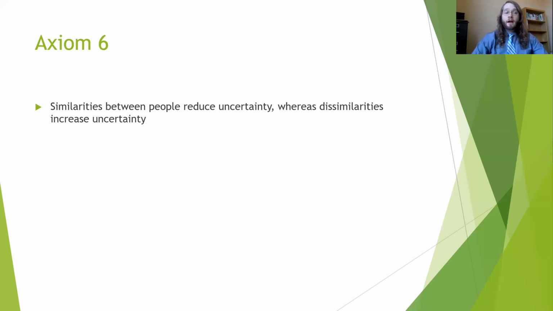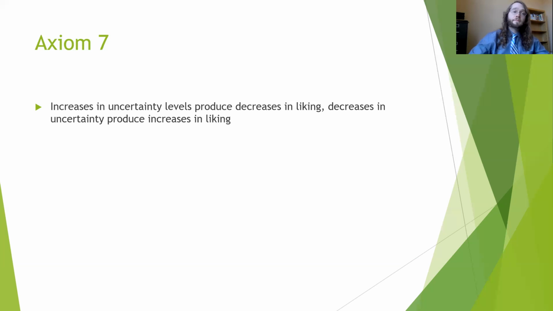The 6th axiom refers to the idea that similarities, having more in common with people, reduce uncertainty, while dissimilarities increase uncertainty, right? If you are a member of the same club or organization or group, you're less likely to feel uncertainty around that person because you already have a baseline of things in common.